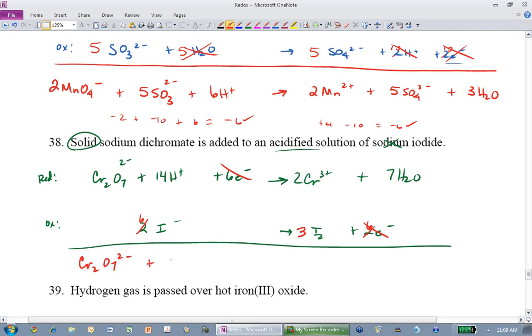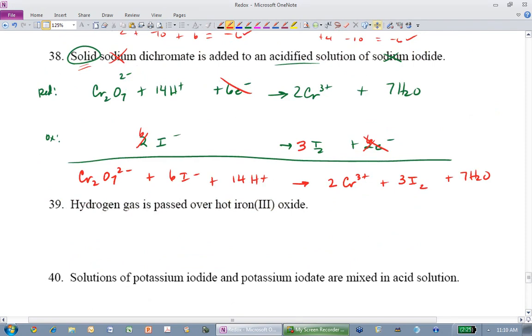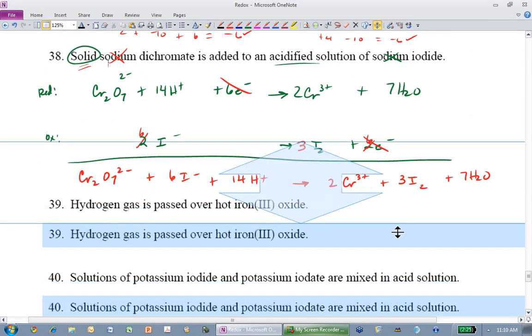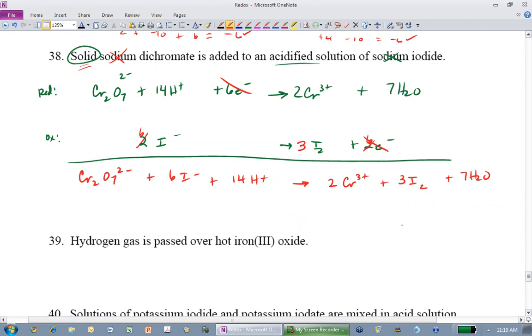Cr2O7 2- plus 6 I- plus 14 H+ is going to yield 2 Cr3+ plus 3 I2 plus 7 H2O. And again, these sodiums cancel off. Even though that says solid, they're not part of the redox process. They were both just going to stay Na+. If you left them in, that is fine. It's certainly not wrong. It just made your life a lot more tedious.